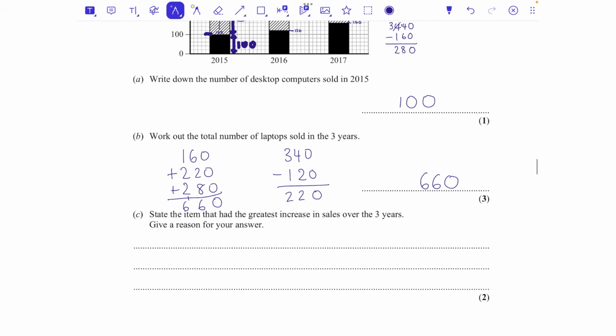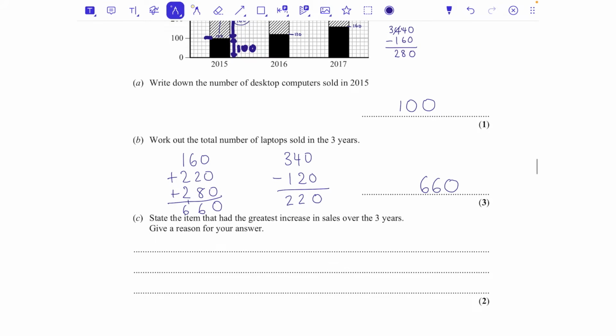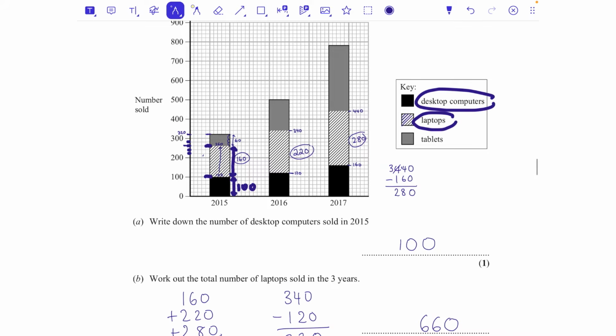State the item that had the greatest increase in sales over the 3 years. Give a reason for your answer. So we can see that they all went up. They all got bigger each year, but it's the tablets, that top grey section, that proportionally increases by the most. So you want to say something like the tablets, because they more than double every year. They get much, much bigger each year. So we need to really emphasize that.